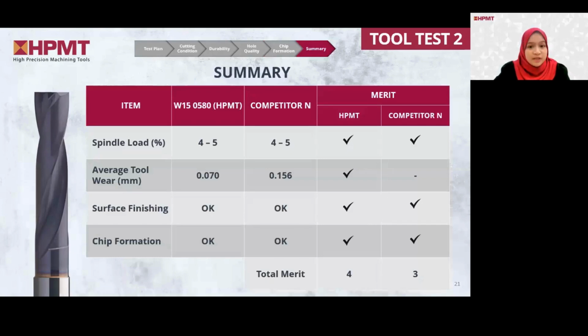So here is the summary of all the testing results. In terms of spindle load, both tools show similar performance, maintaining a load in the range of 4 to 5%. For average tool wear, our flat drills show 55% greater durability compared to competitor N. And regarding surface finishing and chip formation, there were no significant differences between the two tools. So in conclusion, based on the testing conducted, our flat drill has an advantage over competitor N, which offers better durability. I will now hand over this webinar to my colleague Nana for the next polling.